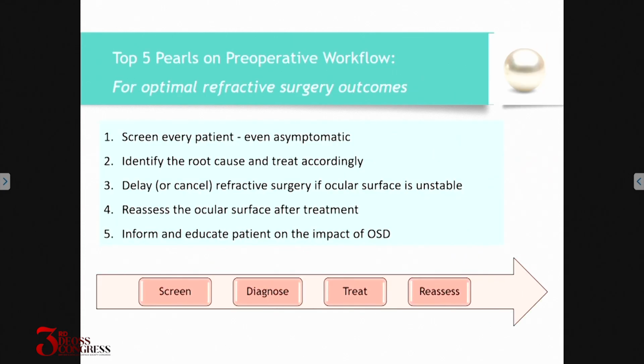So these top pearls are here. Screen every patient, even asymptomatic. Identify the risk score and treat accordingly. Delay or cancel refractive surgery if the ocular surface is unstable. Reassess the ocular surface after treatment, and inform and educate patients on the impact of OSD.